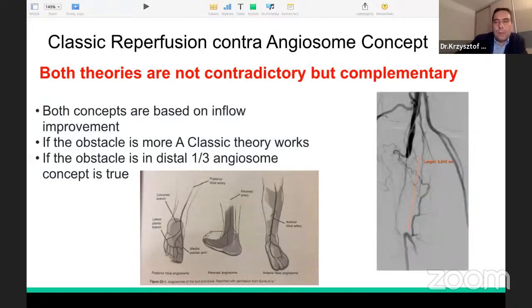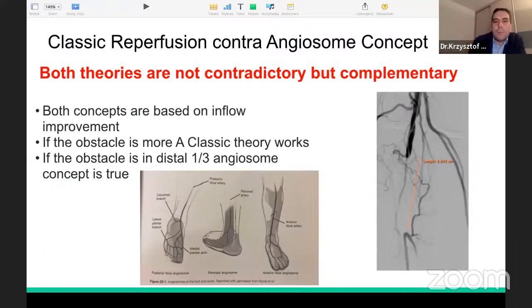So the question is: is classical perfusion good for the patient, or is the angiosome concept good for the patient? In my opinion, there is no conflict between these two theories. The most important thing is inflow of the oxygenated blood to the foot. So it doesn't matter how we achieve this effect. We can achieve it endovascularly by making procedures like PTA, atherectomy, improving the flow, or stenting sometimes. We can also make distal bypasses to improve flow, or we can mix these procedures. It's up to us.